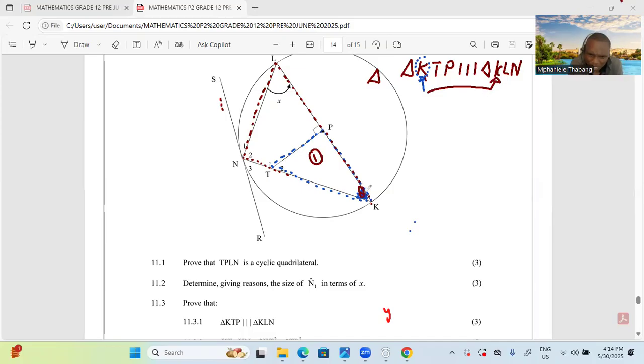So if you look at K in KTP and K in KLN, you see that this is the same angle K. It is the same. Like if I ask you, where is angle K in KTP? Look at it. Let me erase this. Where is K in KTP?